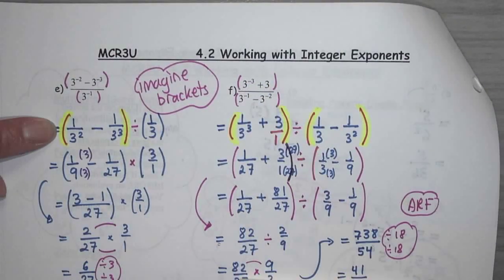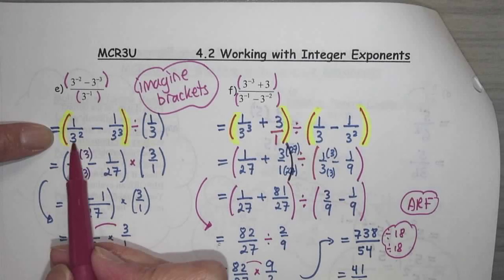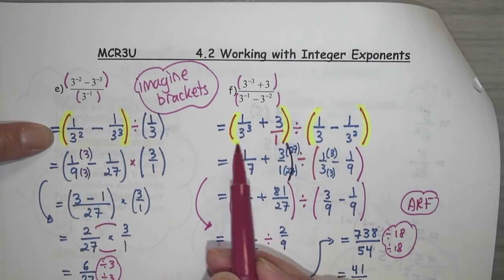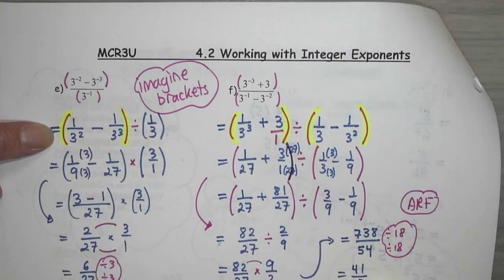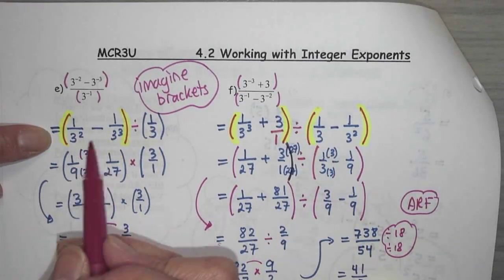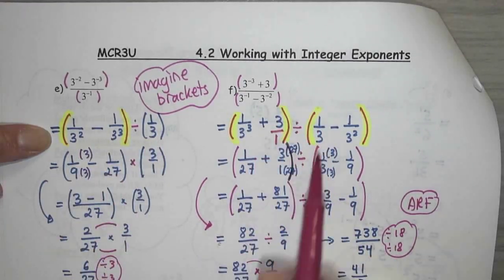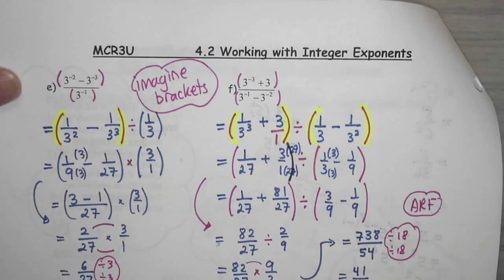So if you want to write it horizontally, you can. What I'm going to point out here is that you have to make sure you put the brackets there, because that means all of the numerator divided by all of the denominator. So all of the numerator divided by the denominator. Make sure that's there.